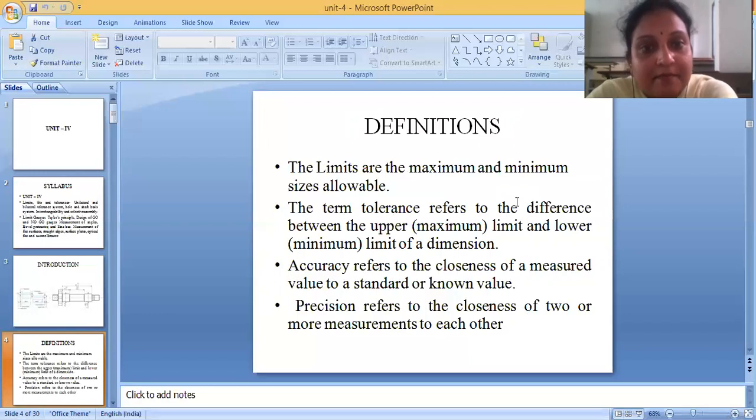Limits are the maximum and minimum sizes allowable. So that's what I said, the maximum value and the minimum value. The term tolerance refers to the difference between the upper limit and the lower limit. So the difference between the upper dimension you have and the lower dimension you have.